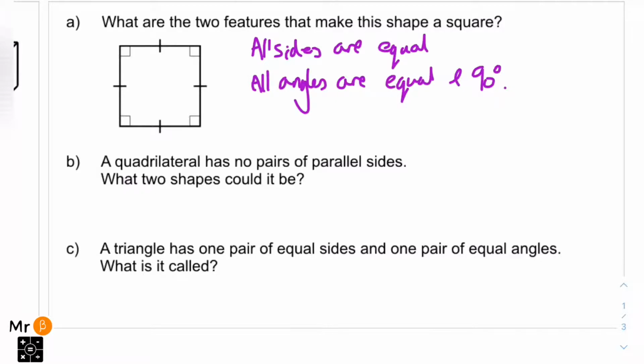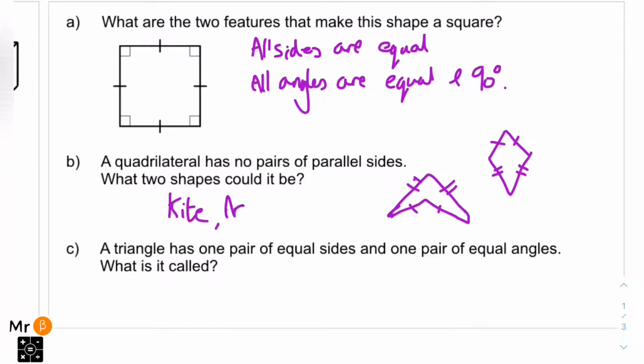A quadrilateral which has no pairs of parallel sides, what two shapes could it be? Well, we know that quadrilaterals are four-sided shapes. So then we think about our different types of quadrilaterals. A kite has no parallel sides. I'll do a quick picture for you. It's got the adjacent sides are equal, however, no parallel sides, and also the arrowhead, which is very similar in properties to the kite, where our adjacent sides are equal, but again has no parallel sides. So kite and arrowhead.